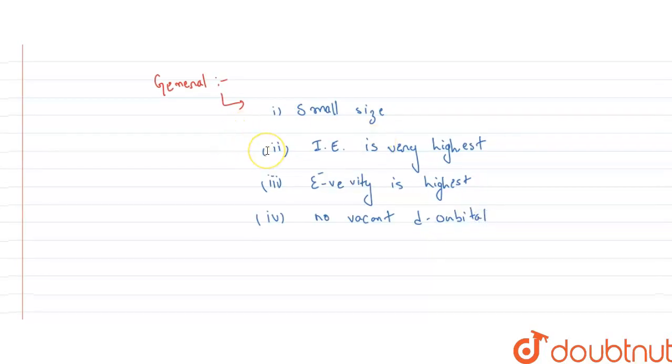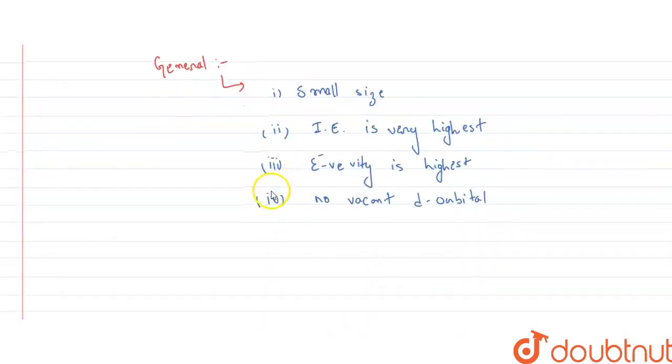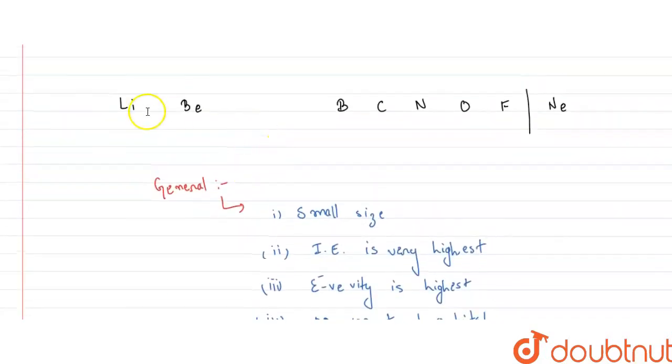So because of these different properties, they show some anomalous behavior. So let us discuss two of them. So the first one is basically that lithium and beryllium form covalent compounds, whereas other elements of the S group form ionic compounds.